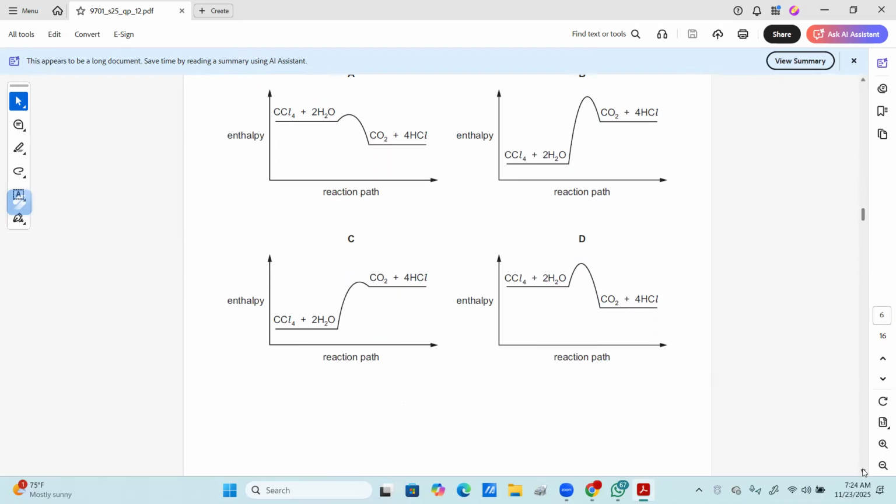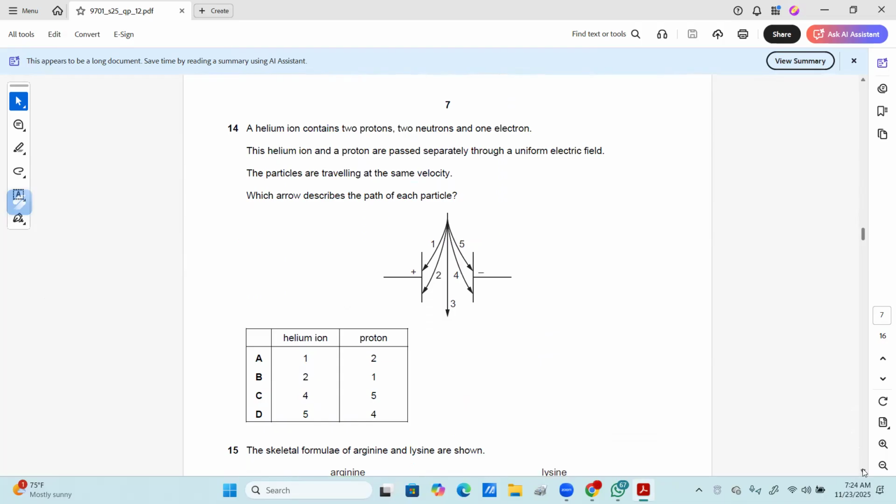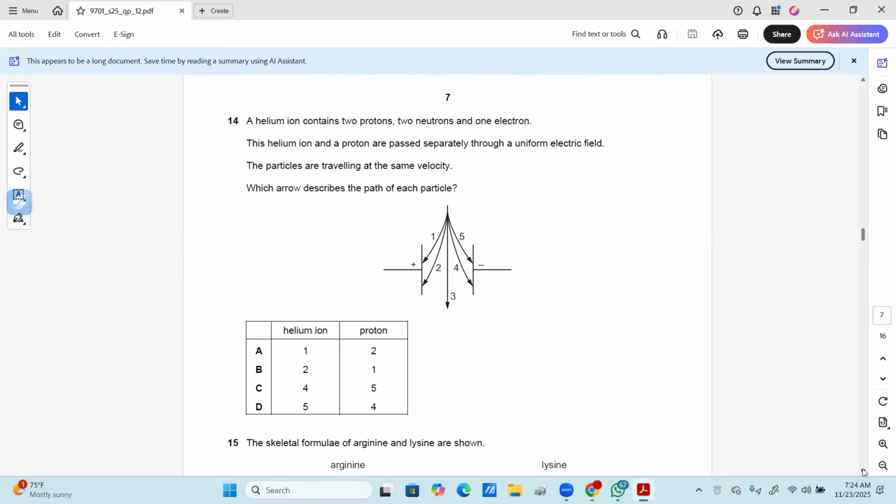Then we see the 14th one. Helium ion contains 2 protons, 2 neutrons, and 1 electron. They pass separately through a uniform electric field at the same velocity. Which arrow describes the path of each particle? Okay, 2 protons means definitely protons will get attracted to the negative side. So helium has 4 and 2. 2 protons means that the total number of protons will be 4.